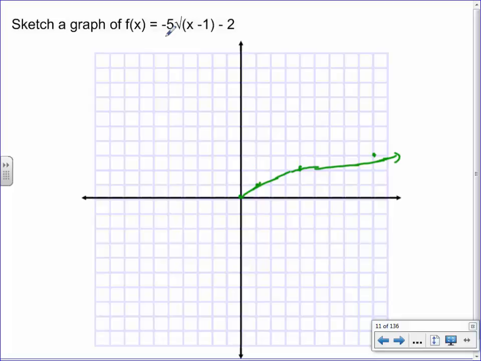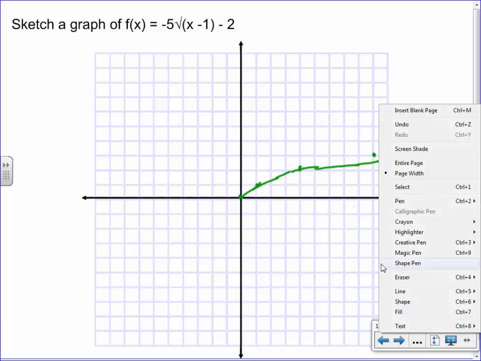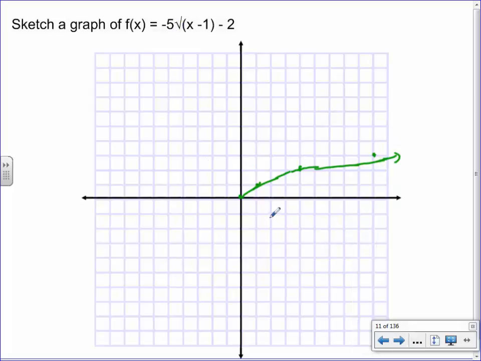Side by side, upside down. Okay, so it's upside down, and then the 5 makes it 5 times taller. So to kind of work in between right now, I need a graph that's going to go upside down and be 5 times taller.